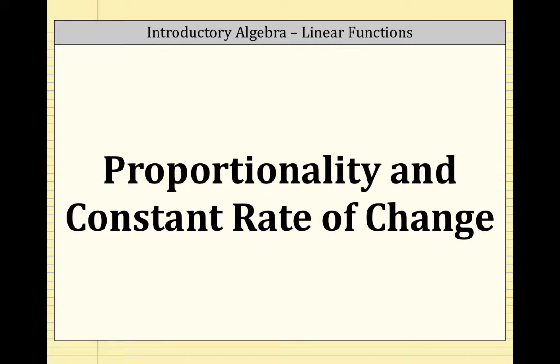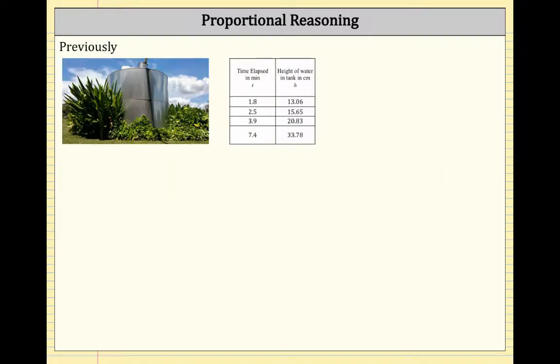Welcome to a lesson on the applications of proportionality and constant rate of change. Previously, we had talked about a water tank and how it was filling, and we used it as a way to determine that the quantities were not proportional, but the quantities were related by a constant rate of change.